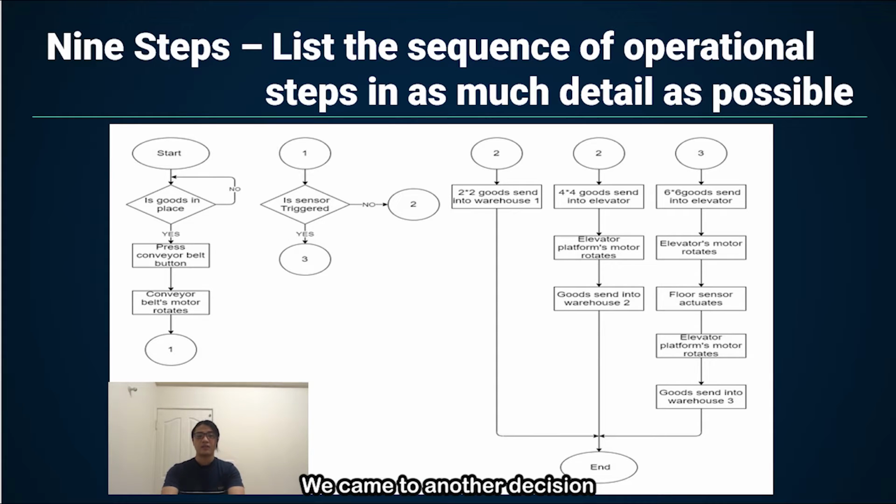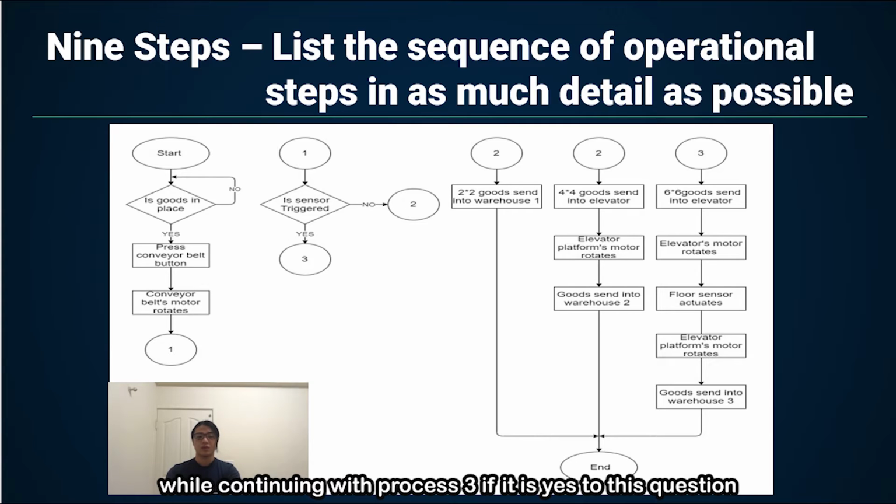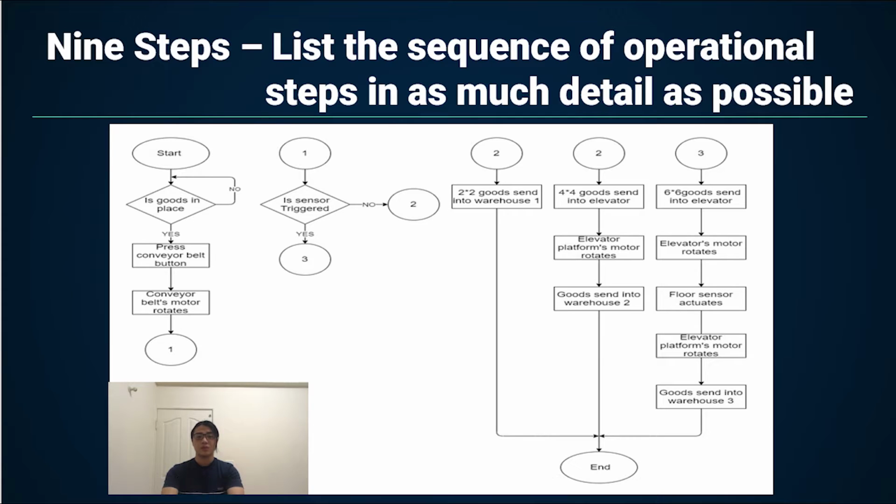We come to another decision. Is the sensor on the conveyor belt being triggered? If no, it continues with process 2. Continue with process 3 if the answer is yes.